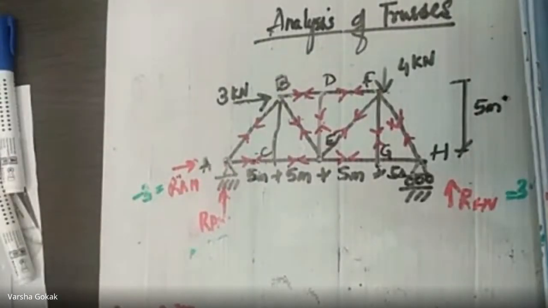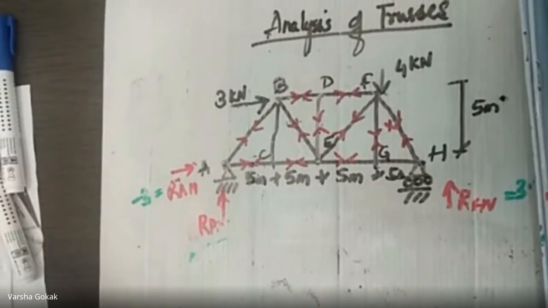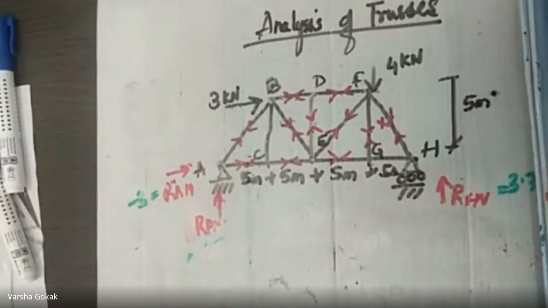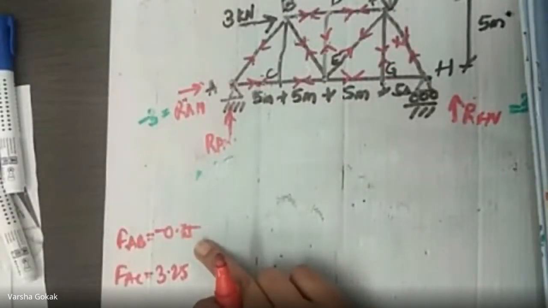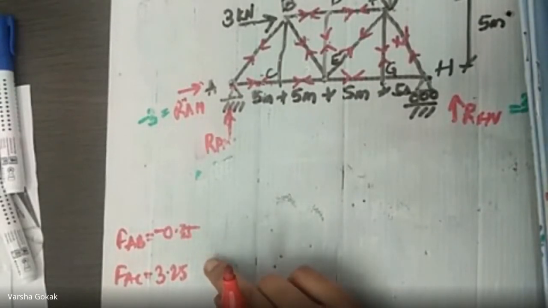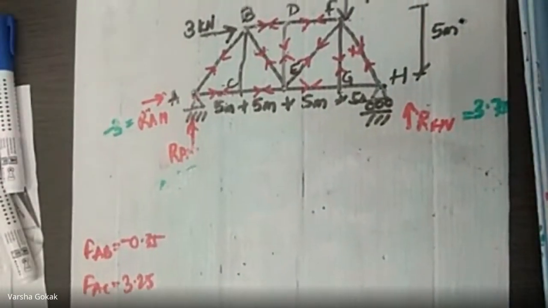Ma'am, I think FAC is 3.25. FAC 3.25 you got? Anybody else who solved? Yes, ma'am. And FAB is correct? 0.35 minus ka? Yes, ma'am. Okay, now these are correct. Some calculation mistake must have gone by the previous person, right? That's why 2, 3 of you do. I'll wait for your answers.